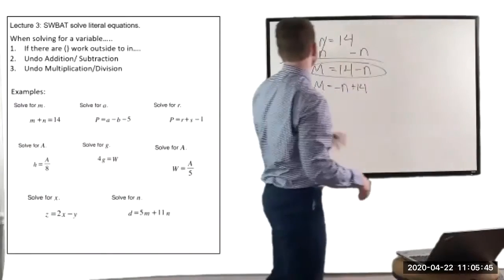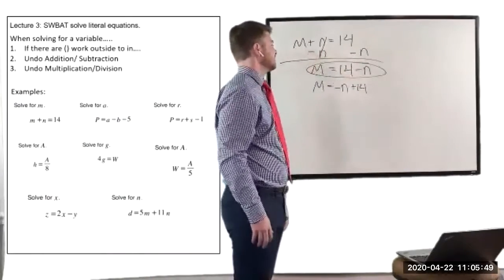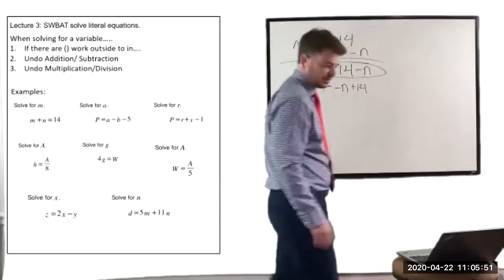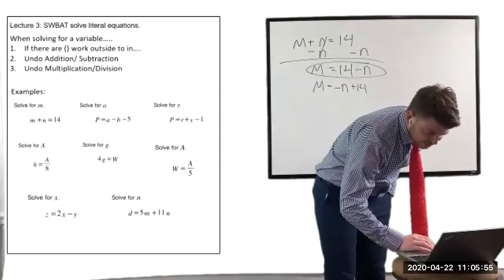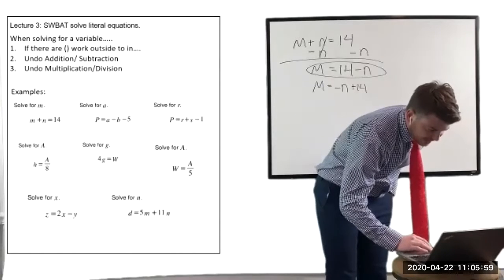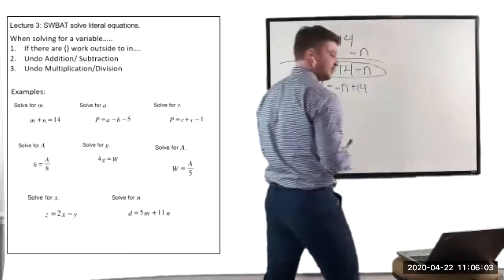So for this one here, we just subtracted the n. When we subtracted the n, we just had 14 minus n, and that was it. Okay, so let's go ahead and move on to the second question. In the second question, we have a minus b minus 5, and we're solving for a.